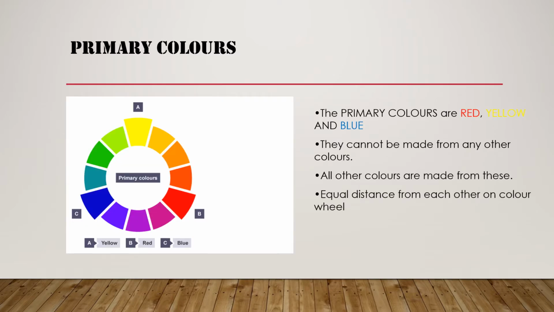The first set of colours we're going to look at are the primary colours, and these are red, yellow and blue. They cannot be made or mixed from any other colour, but all other colours can be made from them.